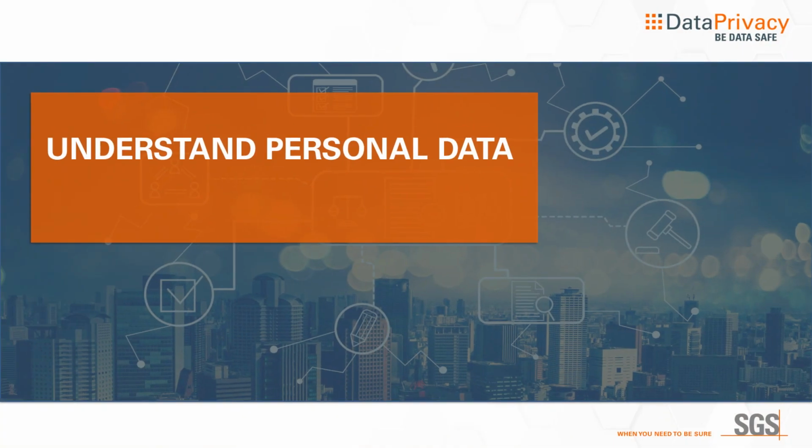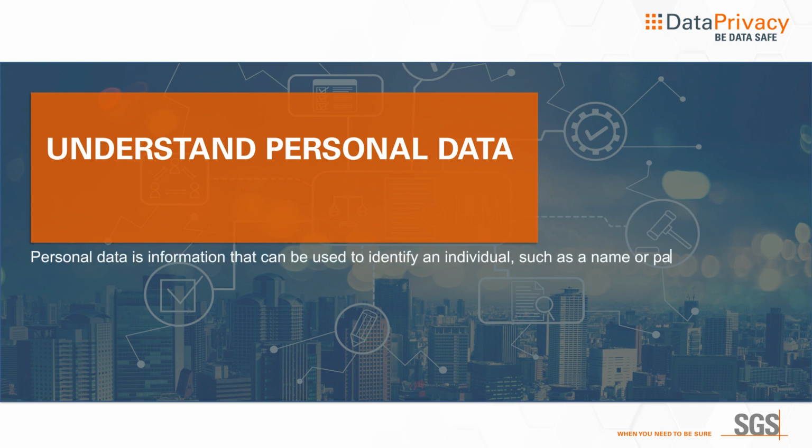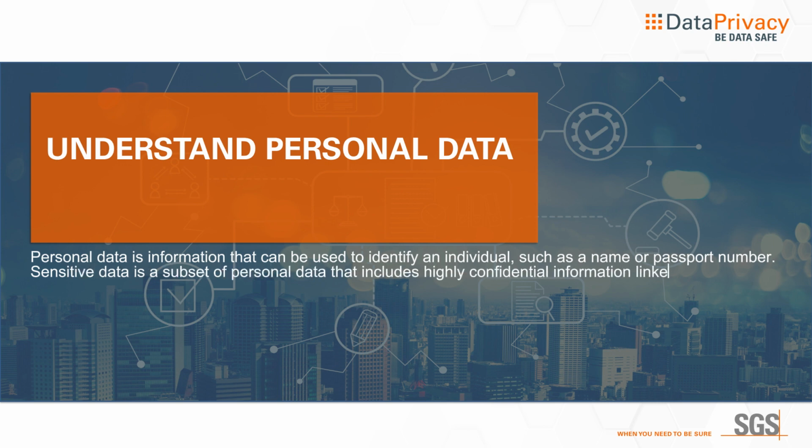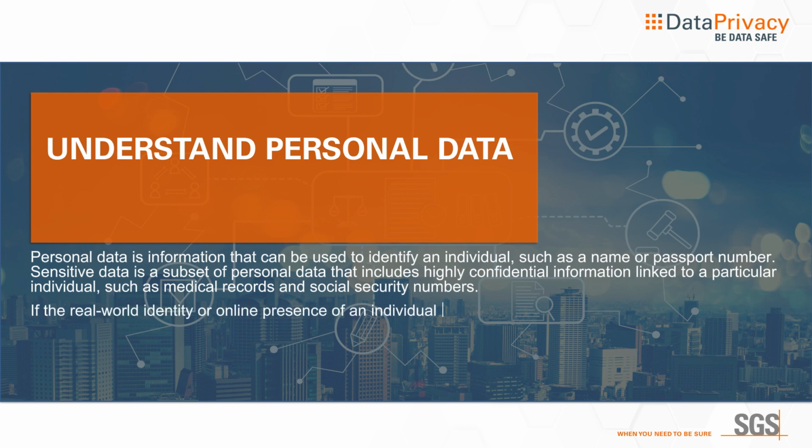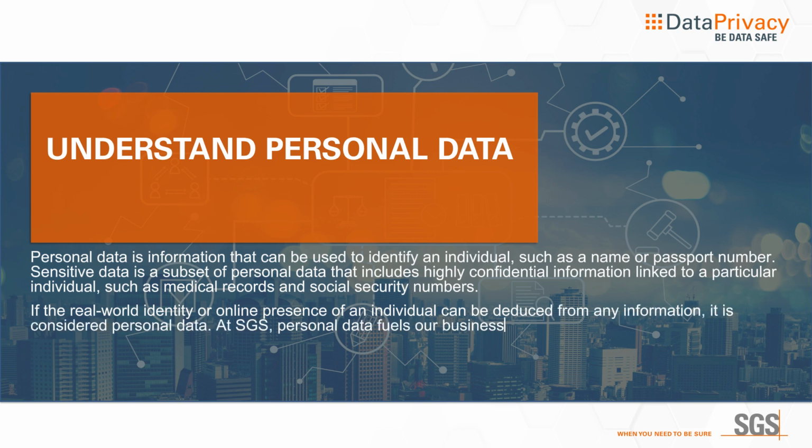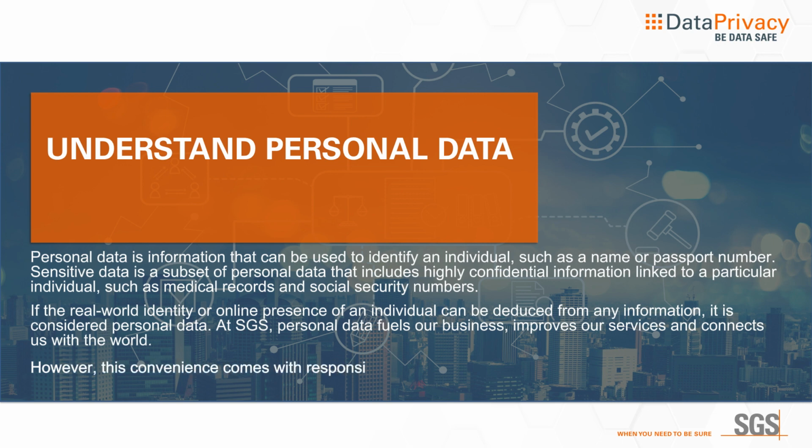Understand what is personal data. Personal data is information that can be used to identify an individual, such as a name or passport number. Sensitive data is a subset of personal data that includes highly confidential information linked to a particular individual, such as medical records and social security numbers. If the real-world identity or online presence of an individual can be deduced from any information, it is considered personal data. At SGS, personal data fuels our business, improves our services, and connects us with the world. However, this convenience comes with responsibility. In this chapter, we shall explore why.